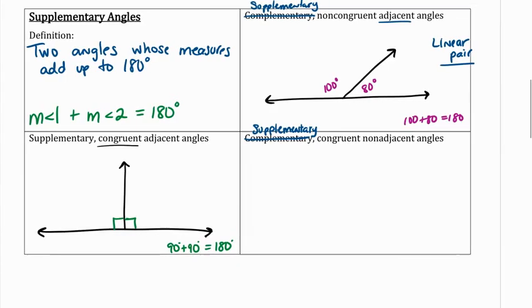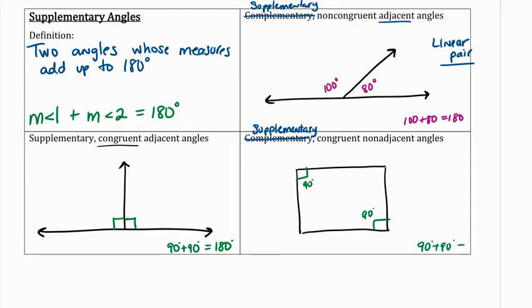All right, and then our last one again, supplementary congruent non-adjacent angles. So again, to be supplementary, they don't have to be adjacent. They can be in two totally different pictures, or they could be in the same picture, but just not next to each other. So for example, I could have a rectangle, right? And I know that these two angles in a rectangle are both 90 degrees. So those two angles are supplementary, right? Our 90 plus 90 equals 180.